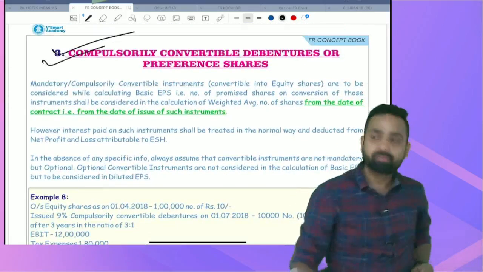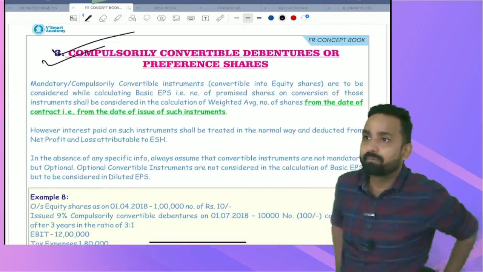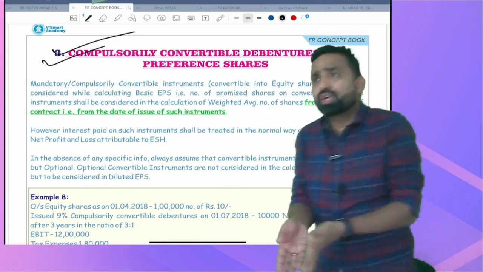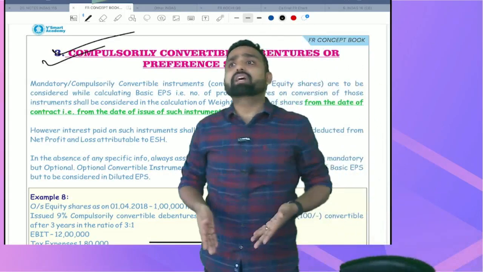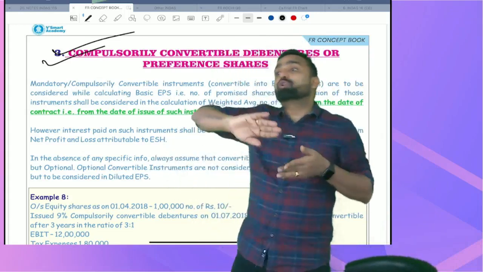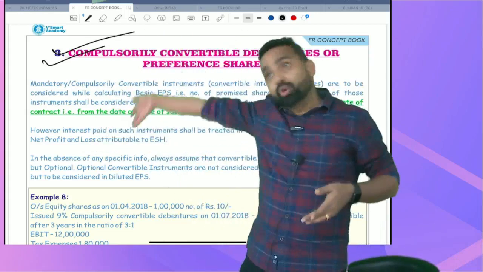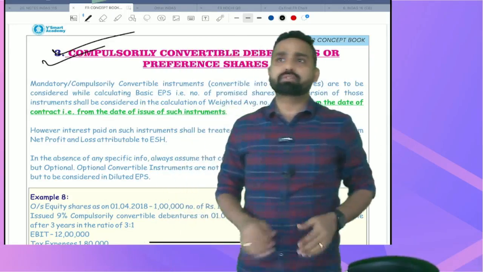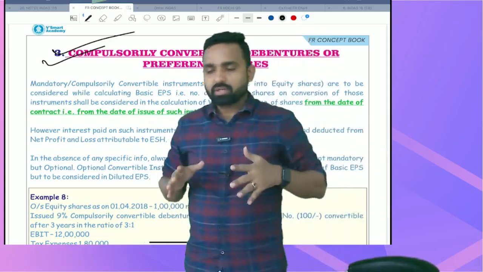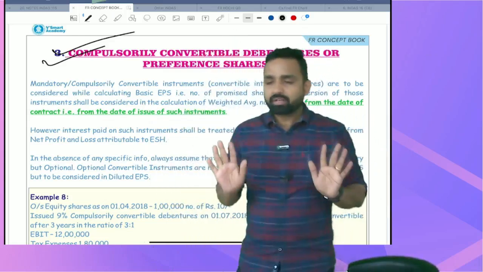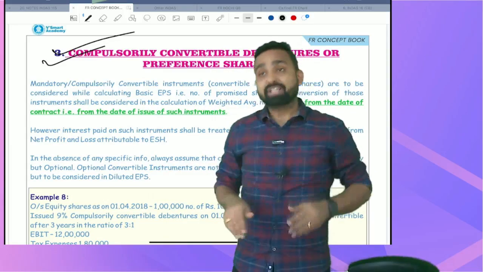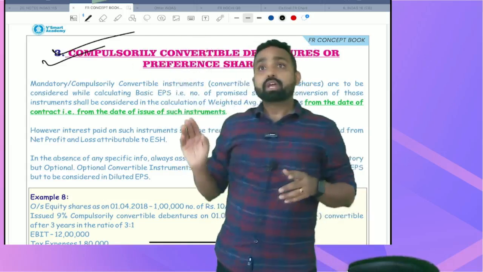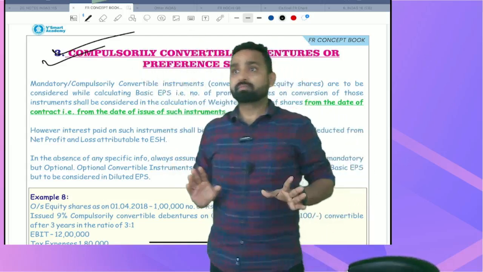Now this is interesting. Please read the heading: compulsory convertible debenture or preference. On the very first day, I issued the compulsory convertible debenture. They are going to be compulsorily converted after 2 years, but from today onwards I will consider them as equity shares. Today I have outstanding equity shares of 1 lakh. Today I issued 50,000 debentures, but these debentures are compulsorily convertible after 2 years, and the conversion ratio is 1:1.